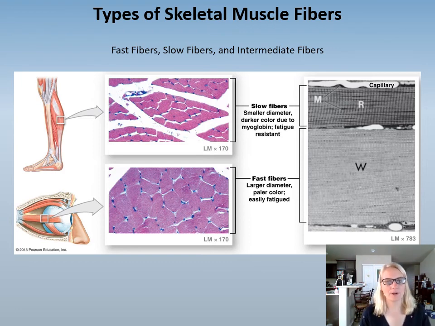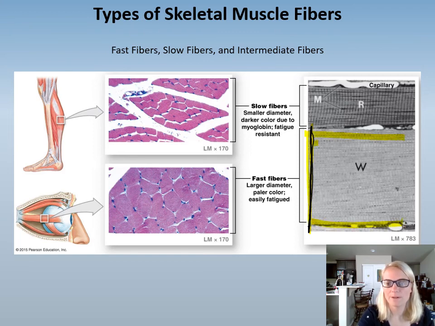So here we can kind of see the difference between the diameter, right? Here's your white fiber, so it's striated. And then here's a slow fiber right next to it, okay? So your slow fibers are smaller in diameter. They are more vascularized. They have more myoglobin, which stores oxygen.